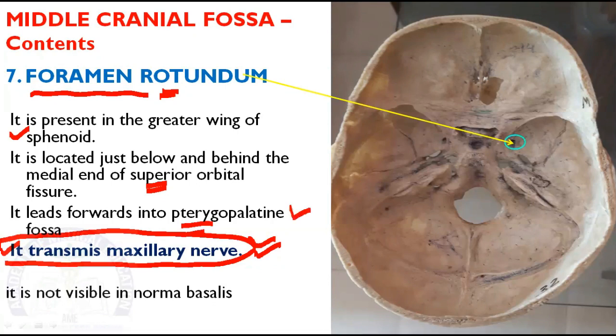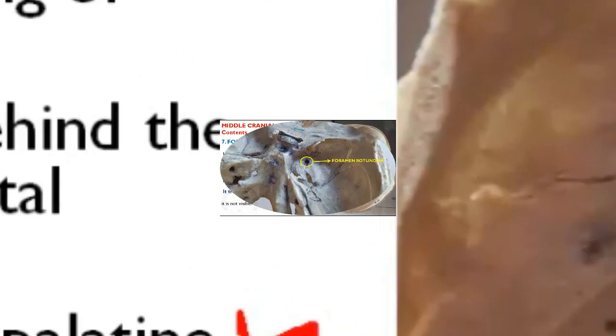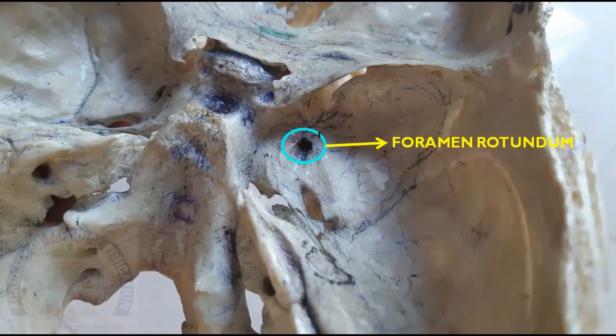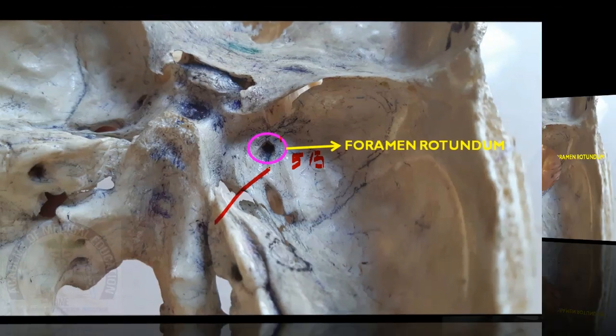So this is your foramen rotundum being seen. This is the foramen rotundum. The foramen rotundum passes the maxillary nerve. Actually, that maxillary nerve is 5B. 5B means it is the second division of the trigeminal nerve. The fifth B nerve is passed.